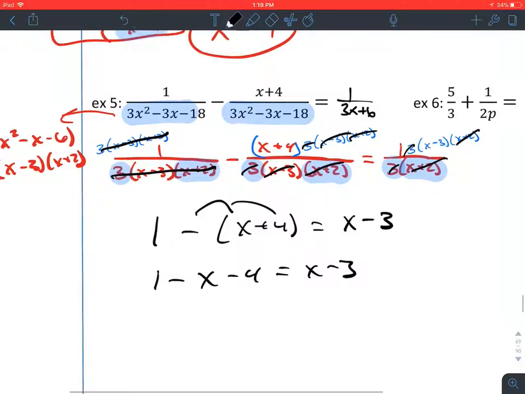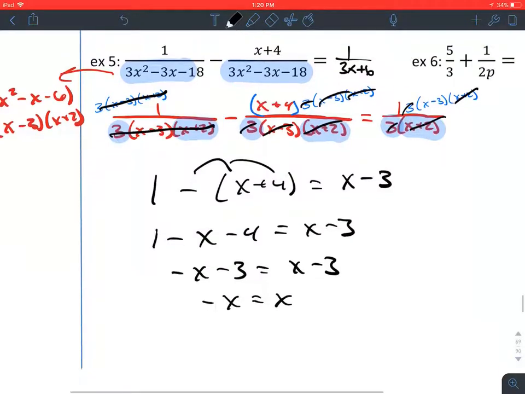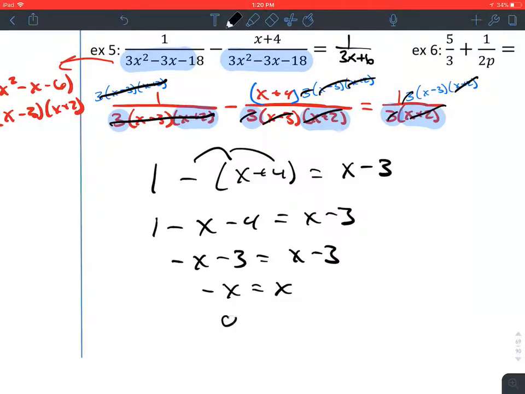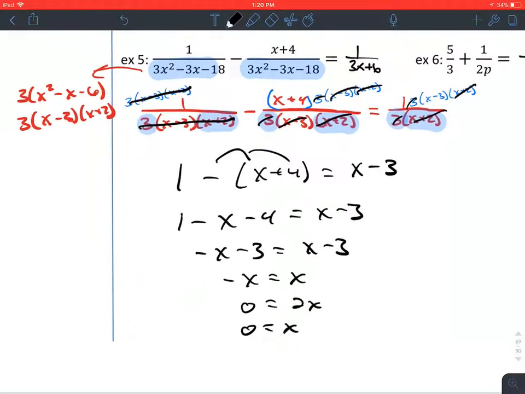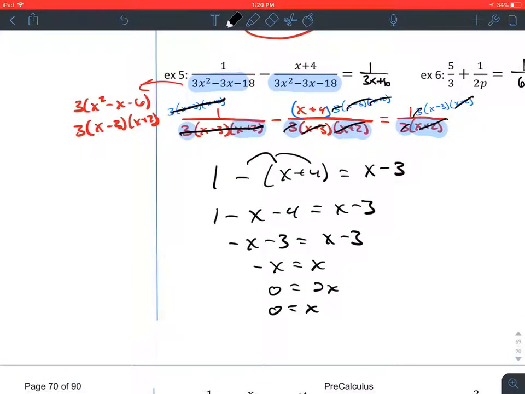Uh-oh. No, maybe no uh-oh. If we combine some like terms, if we add 3 to both sides, we get negative x is x. If we add x to both sides, we get 0 equals 2x. If we divide by 2, we get x is 0. Or so we think our answer is 0.